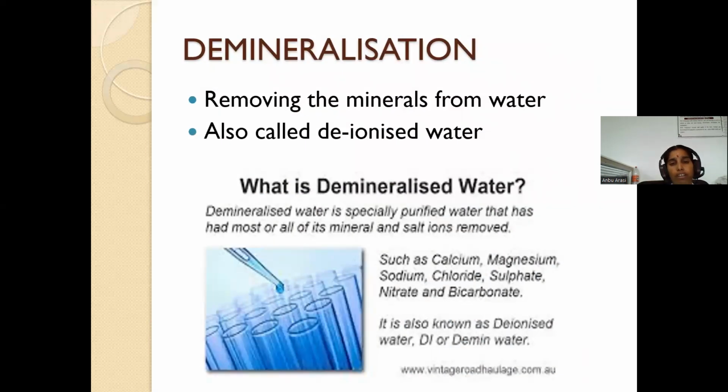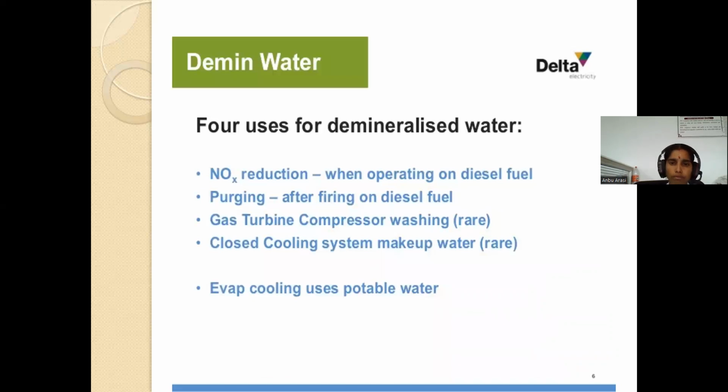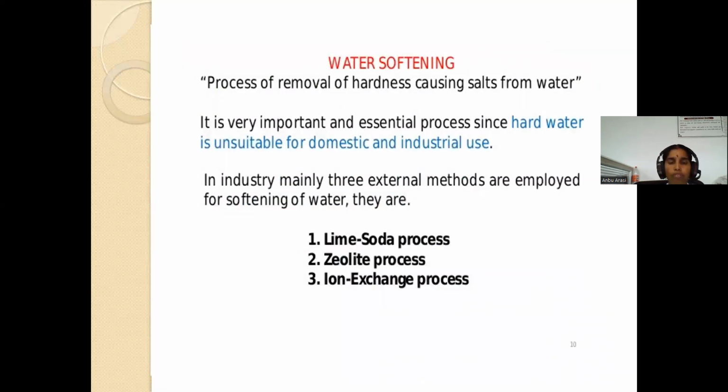Demineralization. Demineralized water is specially purified water that has had most or all of its mineral and salt ions removed. Next, uses of demineralized water: no reduction when operating on diesel fuel, purging after firing on diesel fuel, gas turbine compressor, closed cooling system make up water.